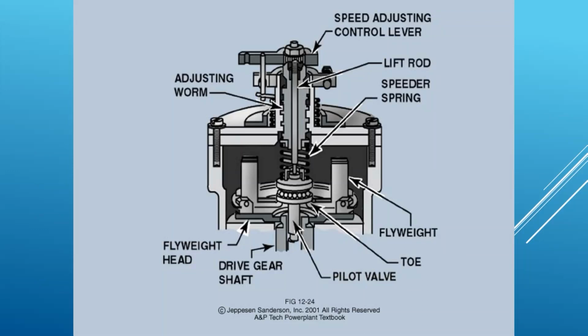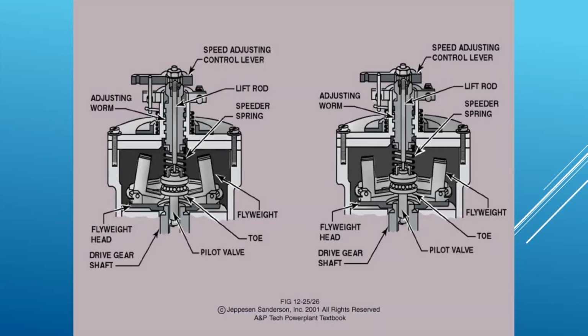Essentially, we have this adjusting worm gear. As this turns, this whole thing can kind of screw down, where this right here will drop down, or it will go up in order to increase or decrease the amount of force being put on the top of that spring. So here's an example in the two different positions.